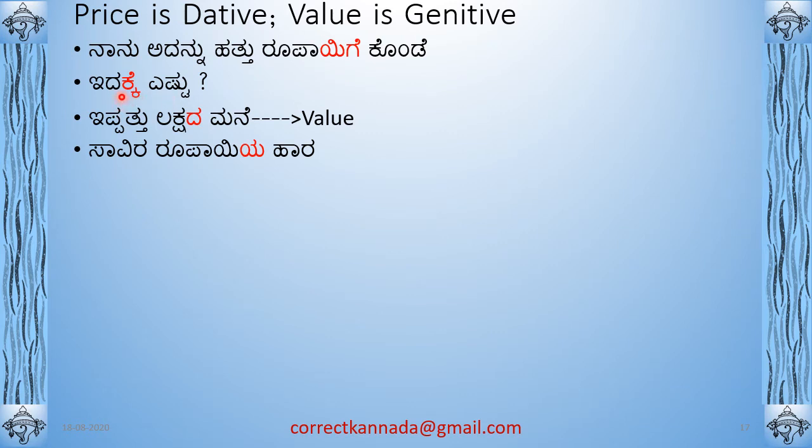ಇದಕ್ಕೆ ಎಷ್ಟು, for this how much. So that will be your dative case. When you're asking for this how much, ಇದಕ್ಕೆ ಎಷ್ಟು, right? 20 ಲಕ್ಷದ ಮನೆ. Value is genitive. 20 is 20. ಲಕ್ಷದ, a house that is valued as 20 lakhs. 1000 ರೂಪಾಯಿಯ ಹಾರ. Hara means chain, a chain that is 1000 rupees. That's your value of the chain.